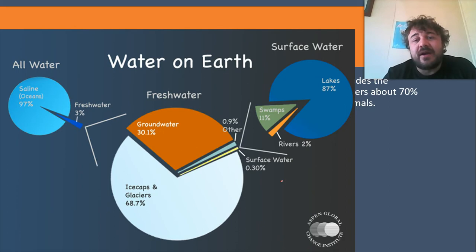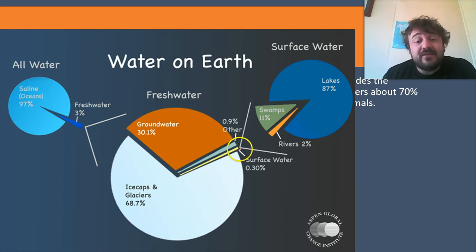Let's just have a quick look at the breakdown of the water on Earth. The thing you want to take away from this is why water is so important that we look after it. So all of the water on Earth, right? Of all of the water here, 3% of it is fresh water. Okay, cool. So that's water we can use. Sort of. Because a lot of it's ice caps and glaciers. A lot of it's groundwater. Some of that groundwater we can use, but a lot of it we can't.